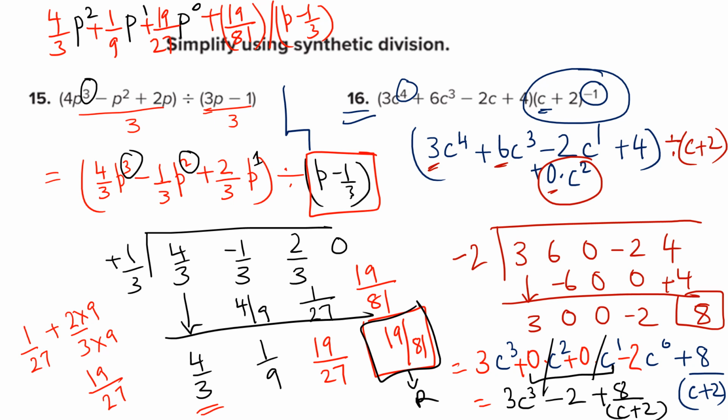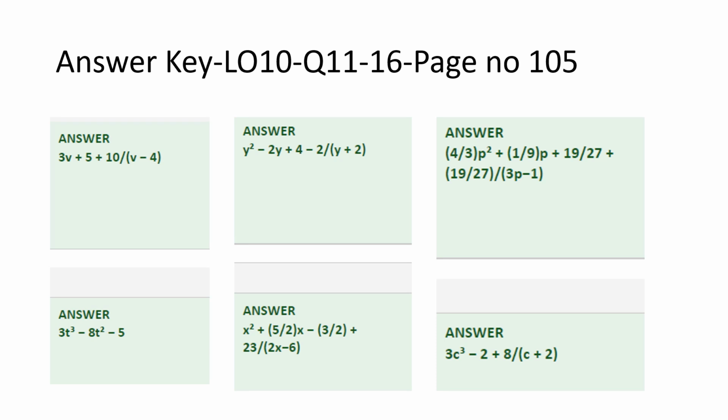And with that, we've come to the end of the session. But before that, on the next slide, let's show you the answer key so that you can check your final answer. So as I promised, this is the answer key for the learning objective number 10, question 11 to 16. The final answer for 11 is this. For 12 number question is this. For 13 it is this. For 14 it is this. For 15 it is this, and for 16 it is this. So when you get the multiple choice question, any one of this, make sure you check all the options correctly. So this is all for this learning objective.